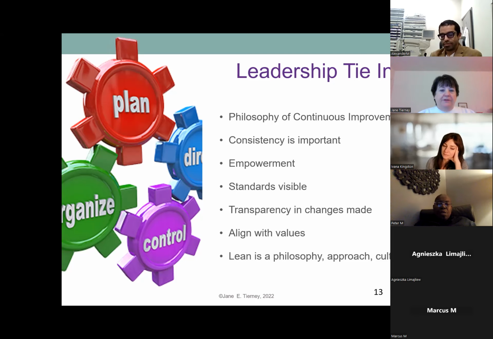So we want to be able to see those standards and see how you're doing against those standards. So then we have transparency in all changes. Anytime we make any tiny little tweak, we make sure that it's out in the open, that it's documented, that everybody knows what we're doing and why we're doing it. So then you can monitor the results and see, did it have a change?